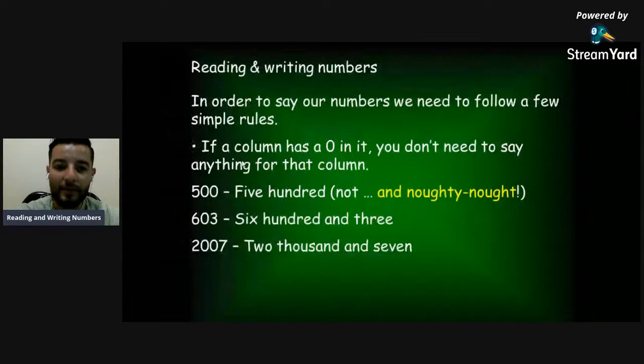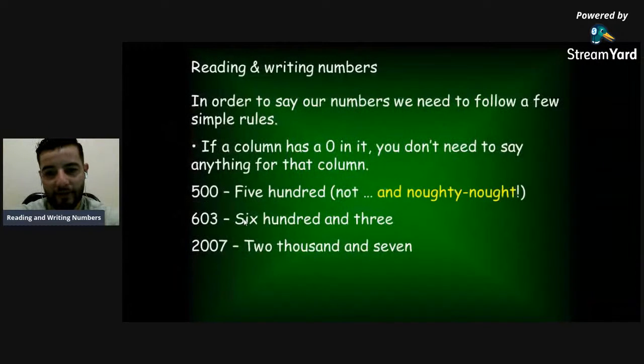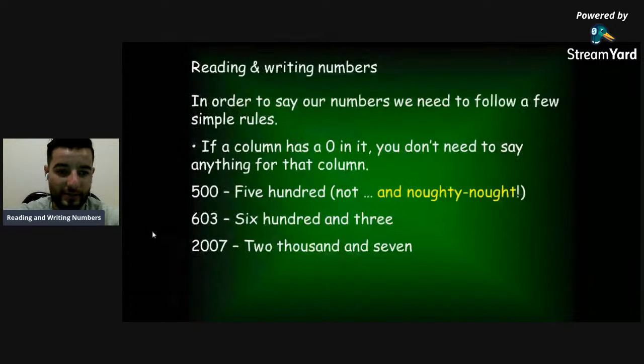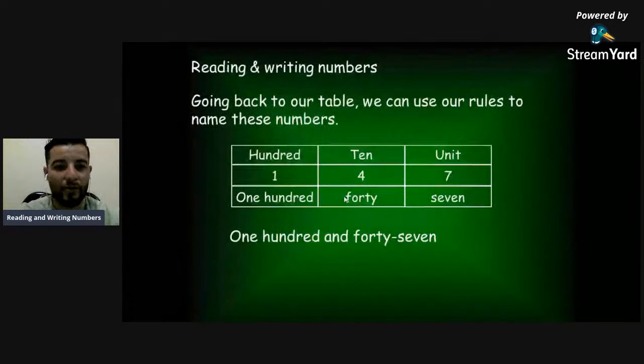In order to say our numbers, we need to follow simple rules. If the column has a 0 in it, you don't need to say anything for that column. For instance, you say 500. In this case, you would say 603, 2007.